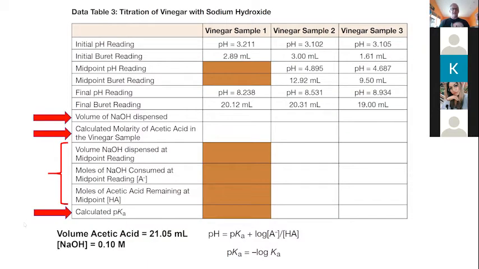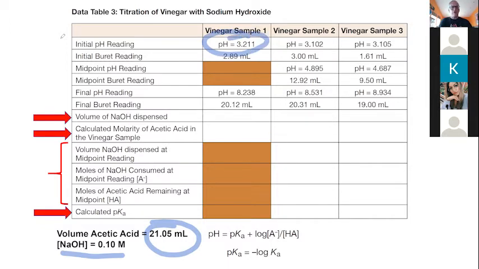And then lastly, the data table here, the third one, is an additional exercise where it gives you data from a vinegar titration with a known amount of acetic acid. Here's our known amount of acetic acid, 21.05 mL. The concentration of the sodium hydroxide is 0.1 molar. And it gives you all this information, like what was the pH at the beginning of the titration? And it's using a burette.